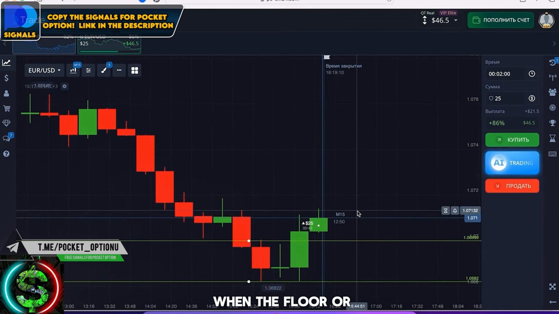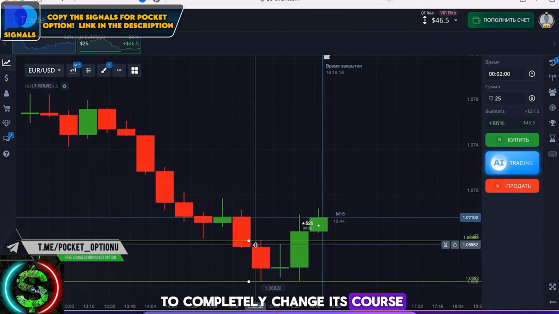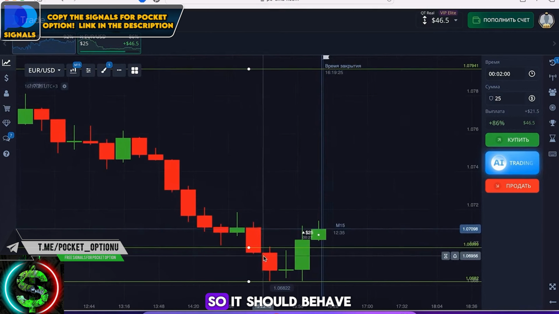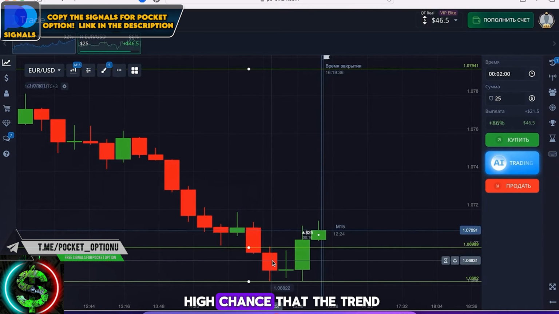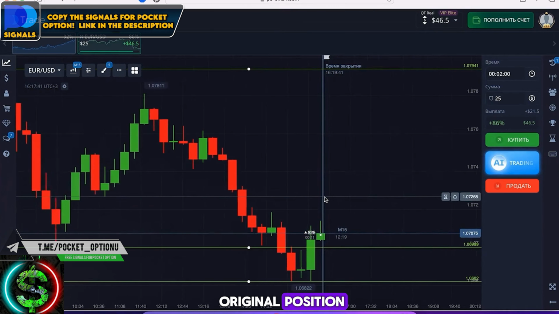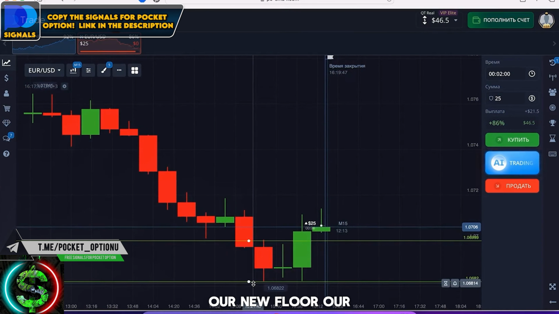At times in a flat we have such breakouts. What is a breakout? When the floor or ceiling is broken, the trend either starts to completely change its course, meaning it begins to behave in one direction, only in one direction. As we can see, it has broken our floor here, so it should behave downwards here. But those who watched my video know that when one side is broken, either the ceiling or the floor, we have a very high chance that the trend will simply start to reverse and return to the original position where we have a flat. The second line represents a new minimum for us, our new floor, our basement so to speak, which is why I placed it at the bottom.